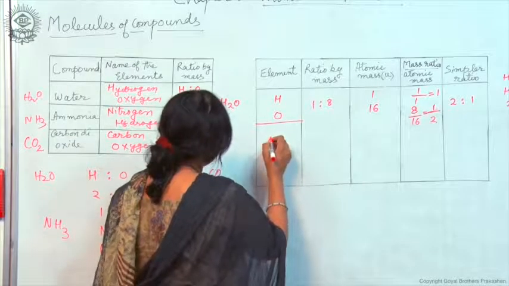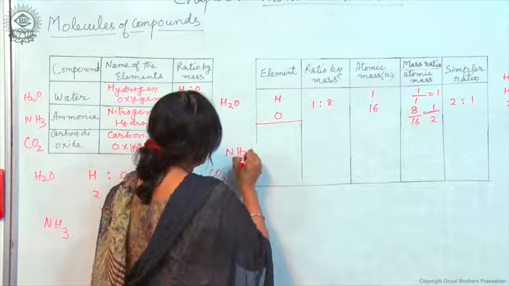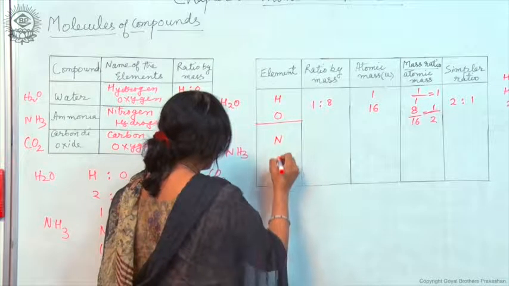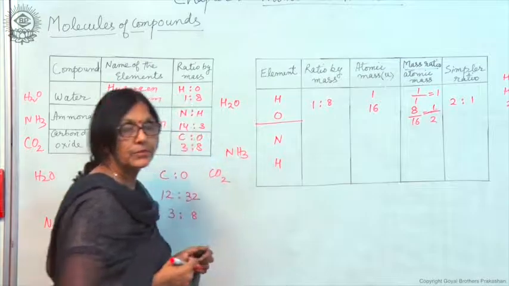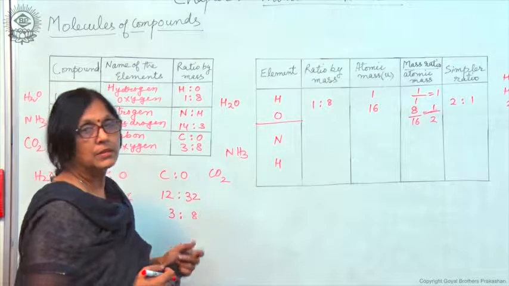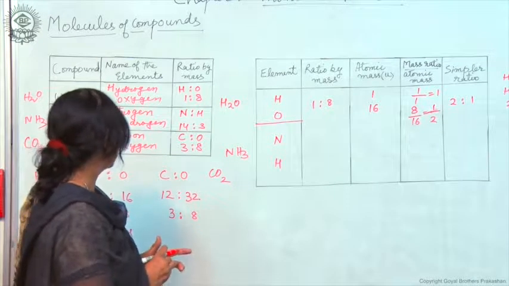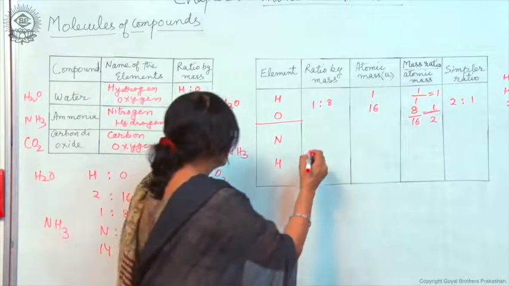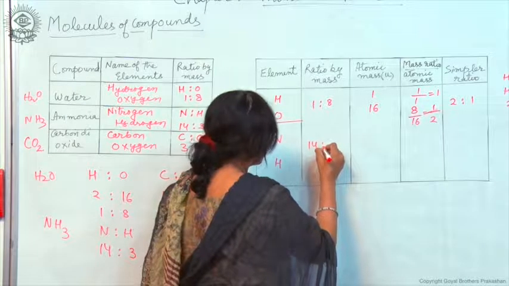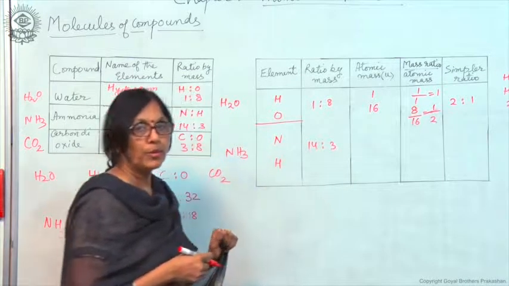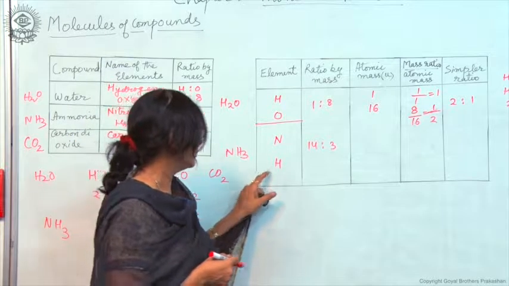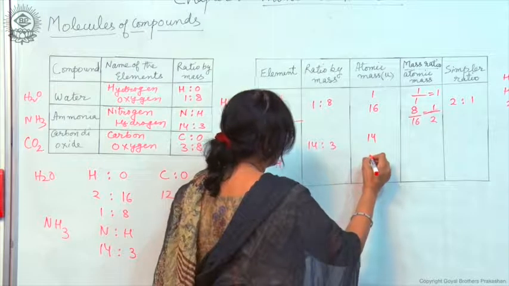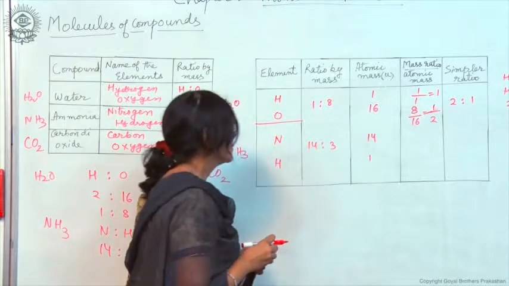Same way you can find for ammonia. So, let us write the symbols of the elements present in a molecule of ammonia, and the ratio we have already found, that is 14:3, the ratio by mass. Now, write the atomic mass of nitrogen and hydrogen. The atomic mass of nitrogen is 14 and that of hydrogen is 1 U, right.